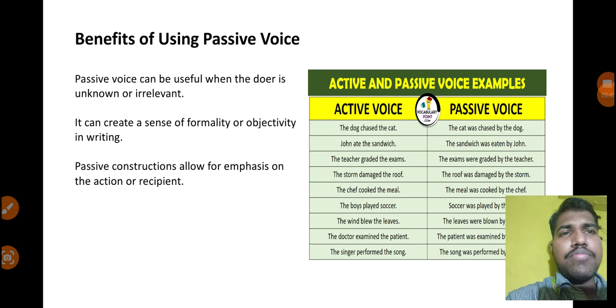Benefits of using passive voice. Passive voice can be useful when the doer is unknown or irrelevant. It can create a sense of formality or objectivity in writing. Passive constructions allow for emphasis on the recipient of the action.